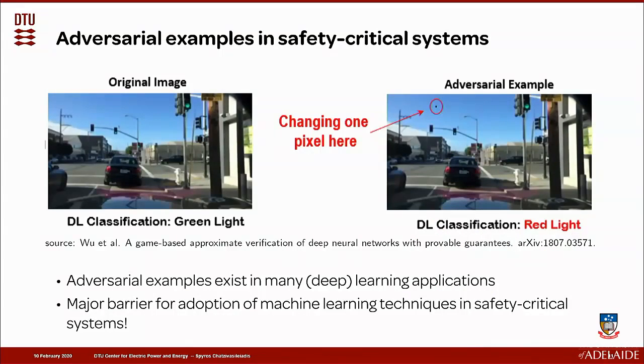Okay. Next formulation, for adversarial examples. Have you seen that example before? So this is more about safety critical systems. This is about autonomous driving, which is a critical system.